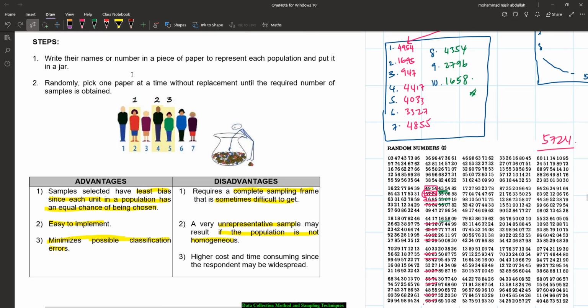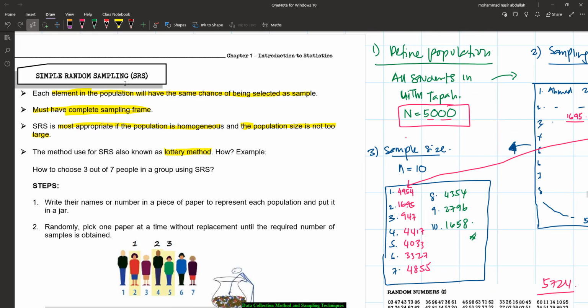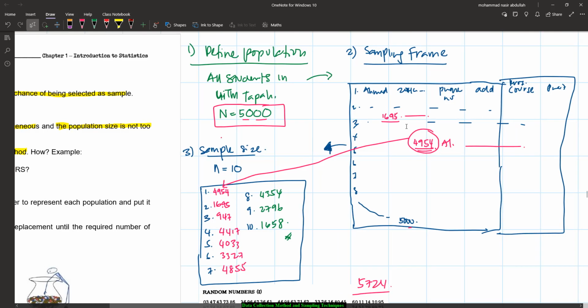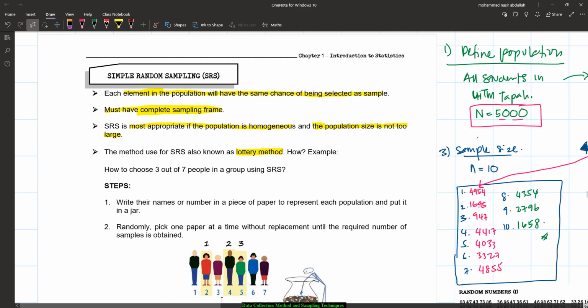So in simple random sampling, systematic, stratified, you need to know the steps of doing it. First, we need to define the population, list down the sampling frame, determine the sample size, and begin selecting the samples you need by using a random number, right? Until we satisfy the whole sample size that we need.